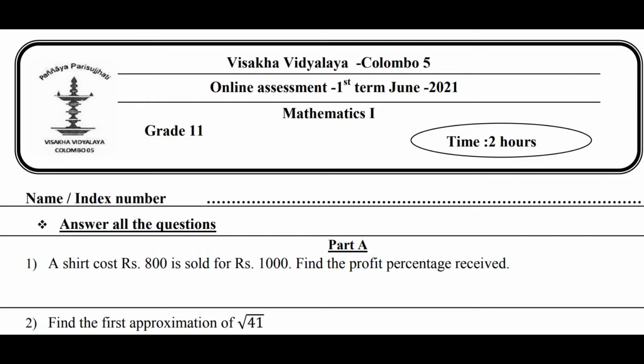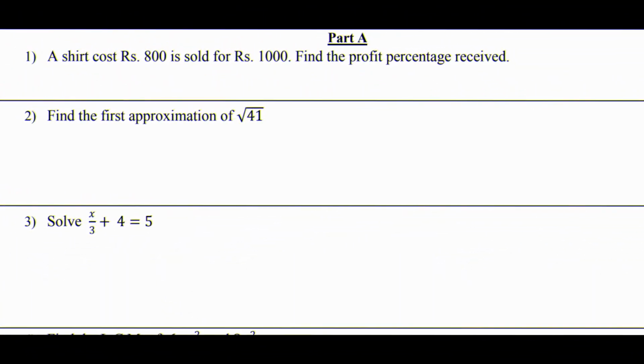Right, let's dive into the paper. First, we will discuss paper 1 and then we will discuss paper 2, the essay paper. I would like to discuss the paper in ascending order, question by question. Let's take the first paper, part A, and the first question. Seems like it's very easy.